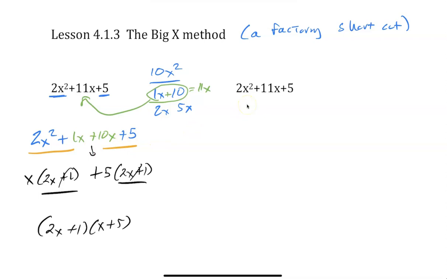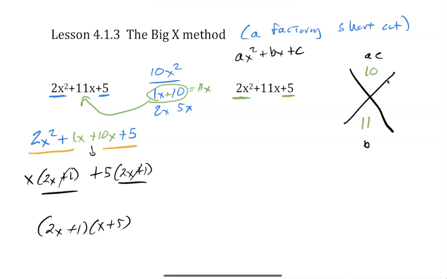So the big X method is you make a big X. On top we're going to do AC, and on the bottom we're going to do the middle term B. In this case, the standard form is Ax squared plus Bx plus C. So AC goes on top, and B, the middle term, goes on the bottom. We fill this out like normal. How do you get AC? We multiply these two together. 2 times 5 is 10, and the middle term down here is 11.